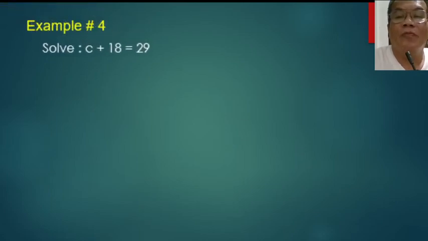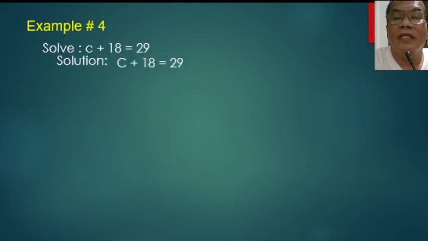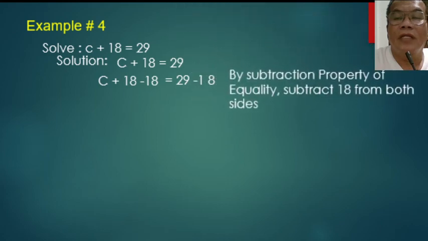Next, example 4. Solve c plus 18 is equal to 29. So this one is very easy, because there is no numerical coefficient beside the variable. So for c plus 18 is equal to 29, just subtract 18, using the subtraction property of equality. So you have c plus 0 is equal to 11. And then c is equal to 11.